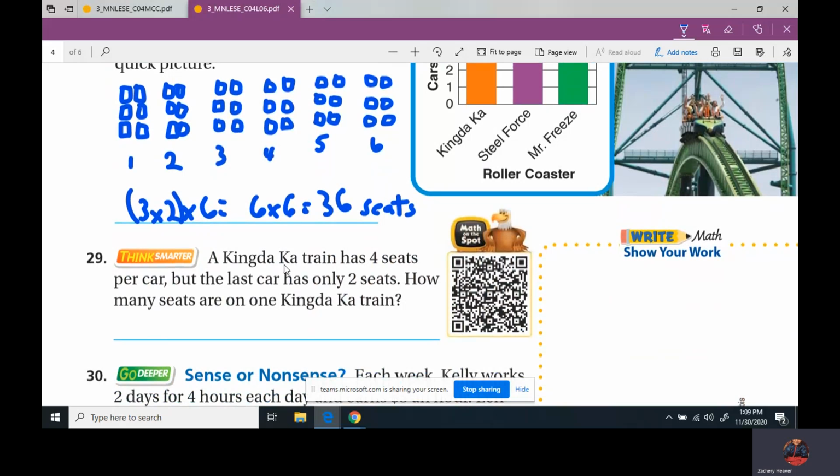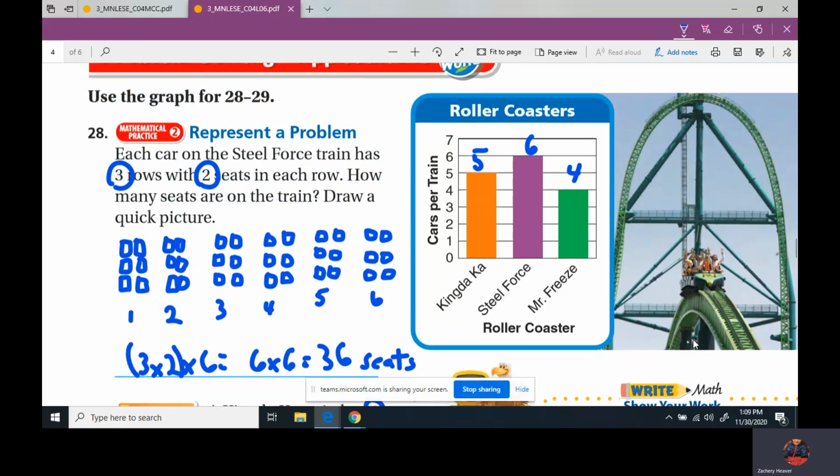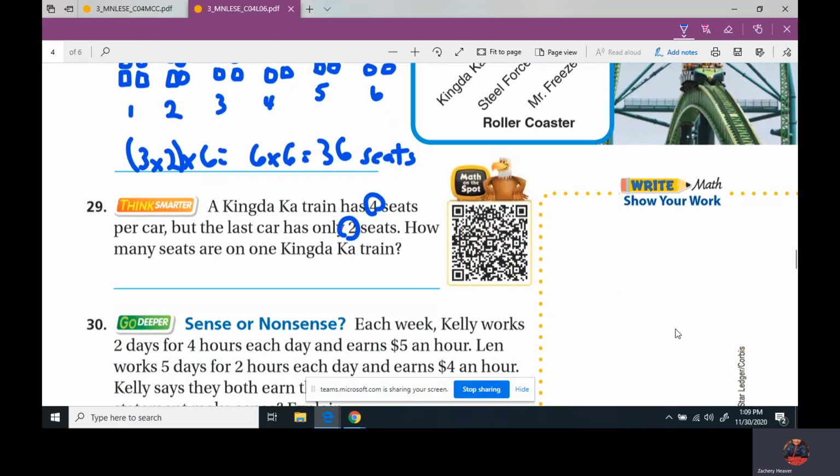A King Da Ka train has 4 seats per car, but the last car only has 2 seats. How many seats are on the King Da Ka? So the King Da Ka has 5 cars with 4 seats per car.